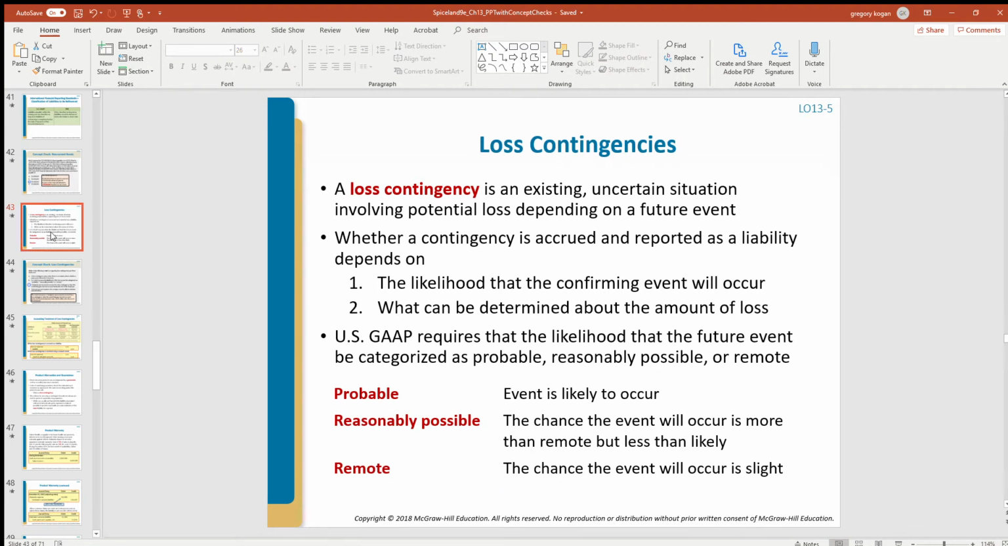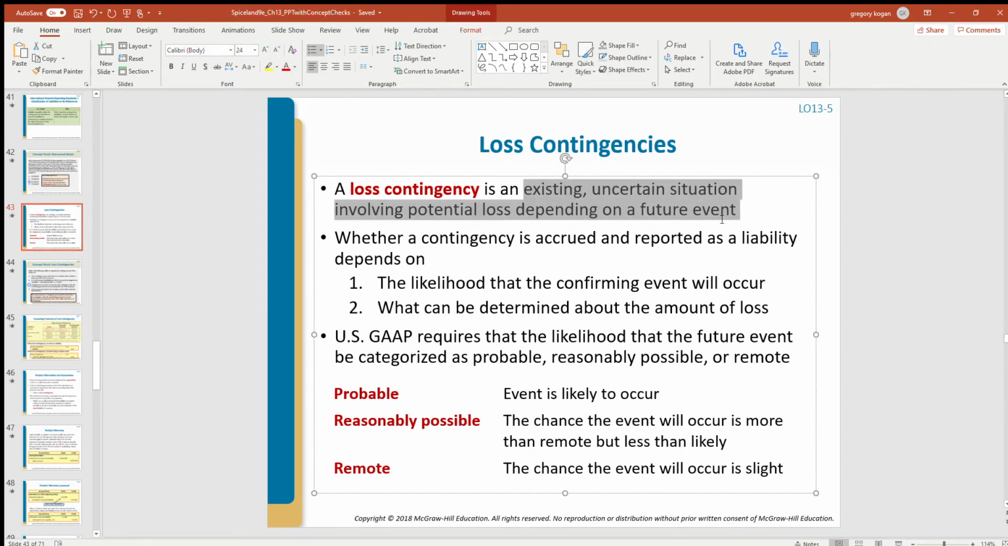So the next topic we're going over that is also a very heavy topic in this area is loss contingencies. And this is regarding the legal accrual that is also in the homework and in the Roger CPA questions. So let's define a loss contingency. It's an existing uncertain situation involving potential loss depending on a future event.